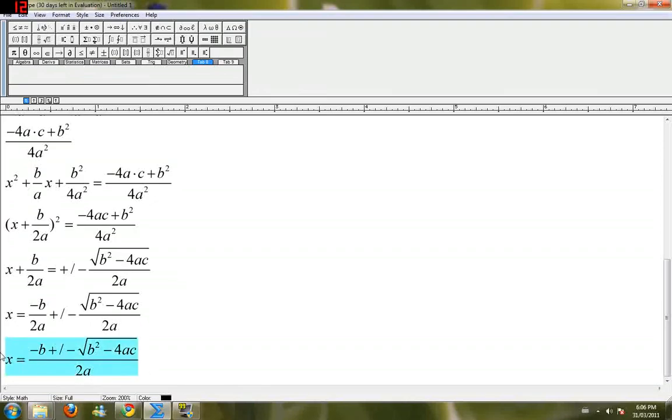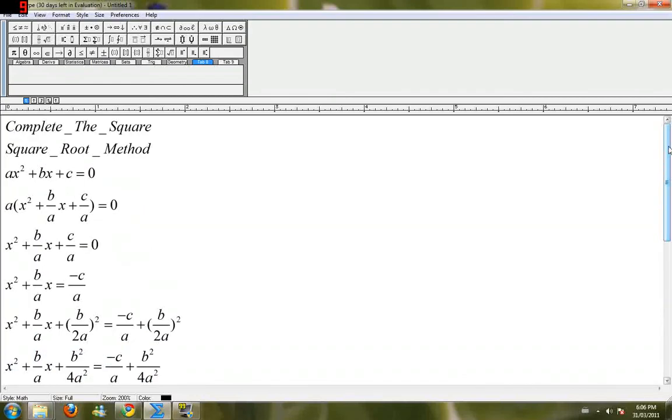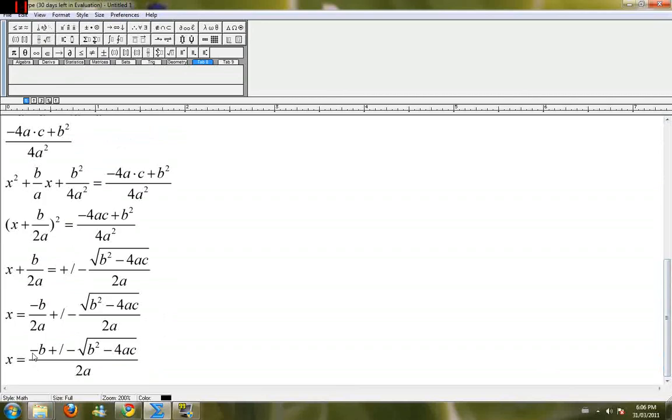And so that's one way of doing the quadratic formula, or completing the square, but a simpler way without this large equation.